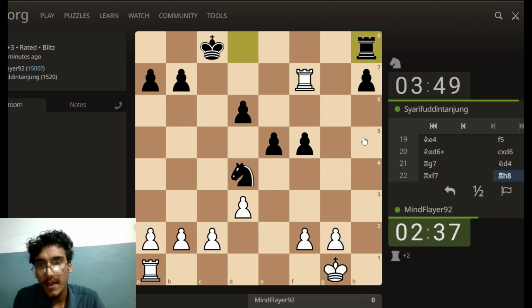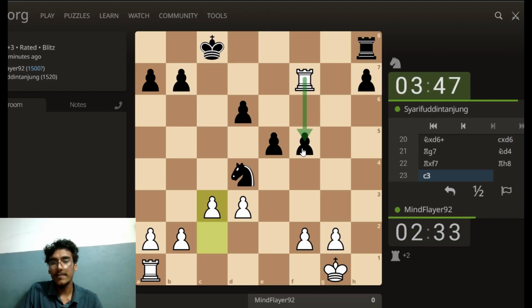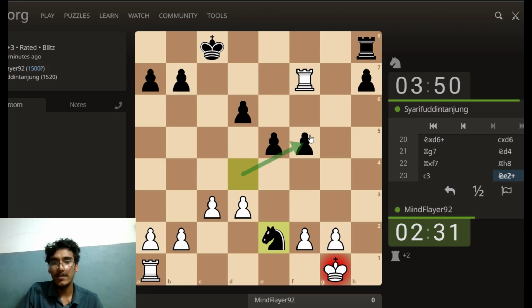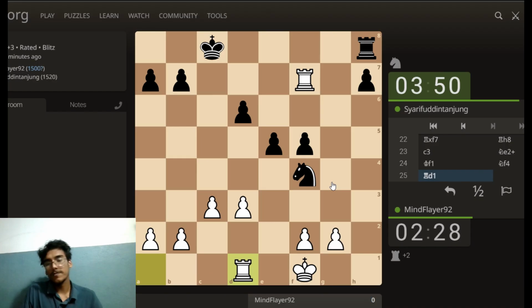Play, play. Oh, he defends this. Now, what should I do? I'll just kick this knight so that I can eat that piece because it is defended by this knight. So I'll just move here. It's my pawn. So now he attacks this pawn. Let's just simply defend this. So this is protected.